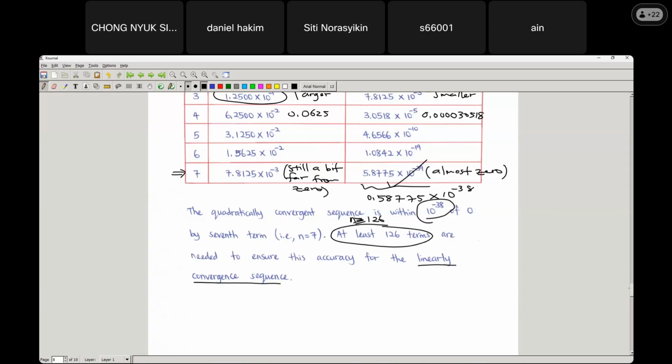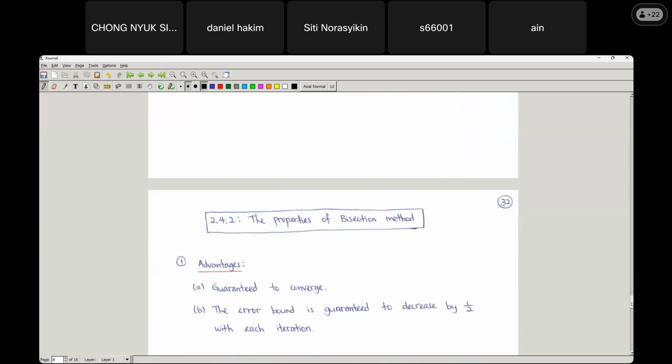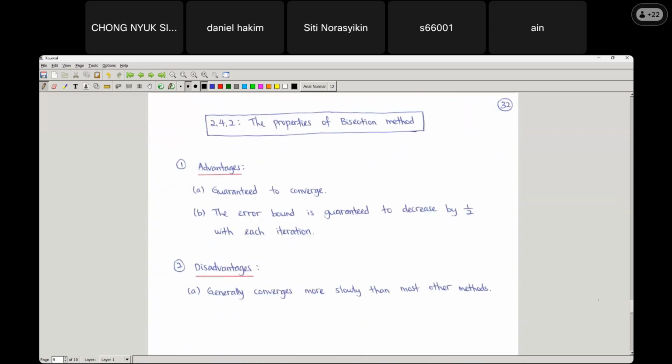All right. Okay, guys, do you have any question about the order of convergence, this section 2.4, the order of convergence and the fast convergence thing? No? Okay, if you have no other question, I would like to proceed to the next section.